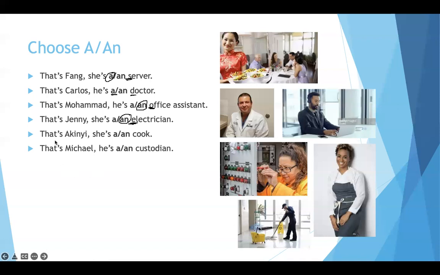Let's try number 5. That's Akinyi. She's cook. Would you use a or an? Here we would use a because cook starts with a consonant. It's a C. And our last one, that's Michael. He's custodian. Would we say a or an before custodian? Here we would say a because custodian starts with a C, which is a consonant.